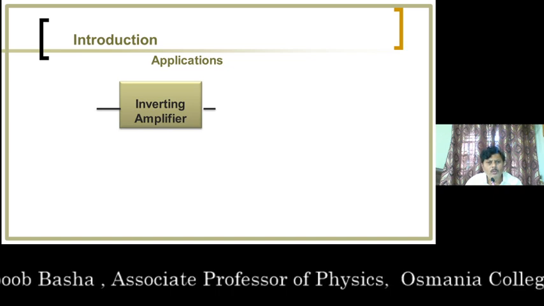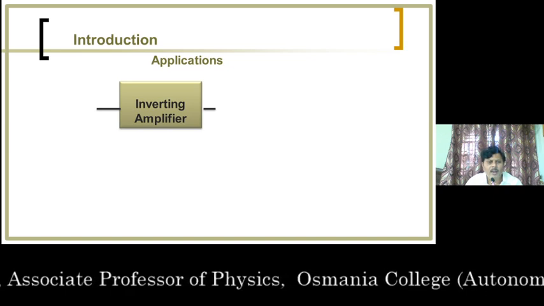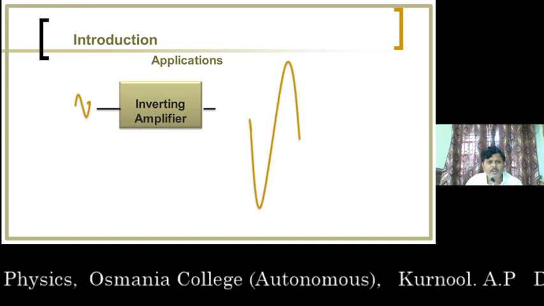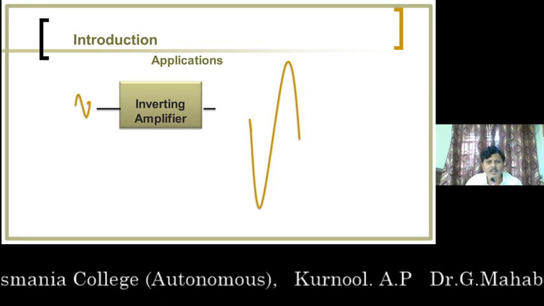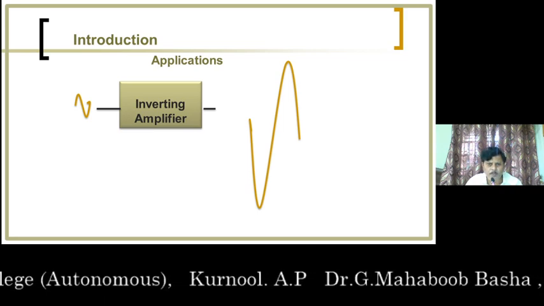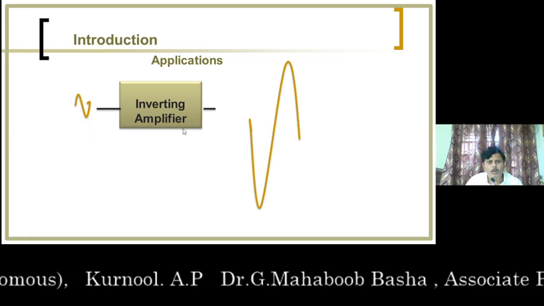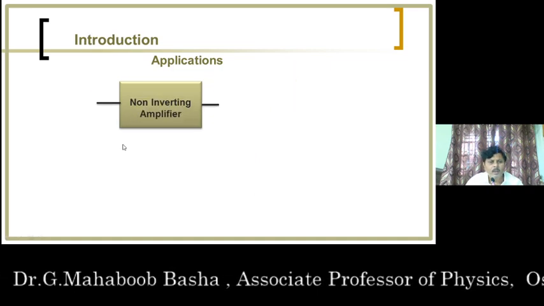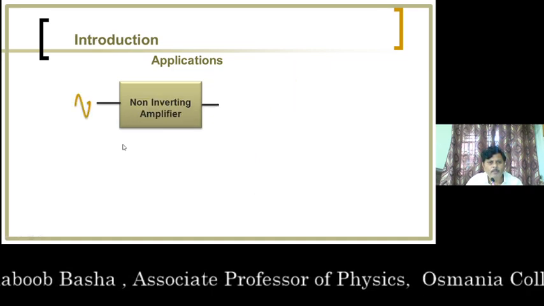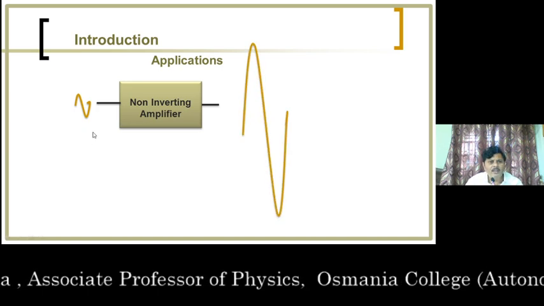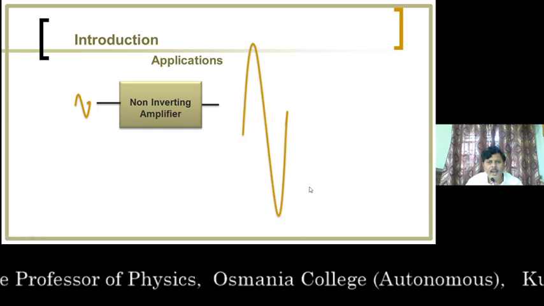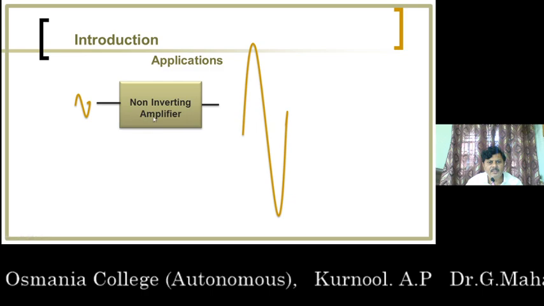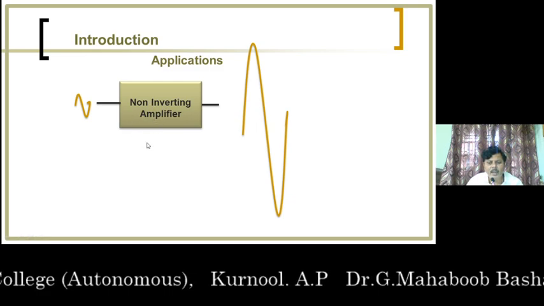Now we can use IC741 as an inverting amplifier. Inverting amplifier means when we give a weak signal at the input, we will get an amplified inverted signal at the output. Here the phase difference between input and output signal is 180 degrees, hence the amplifier is called an inverting amplifier. We can use op-amp as a non-inverting amplifier. When we give a weak sinusoidal signal at the input, we will get an amplified sinusoidal signal at the output. It means the phase difference between input and output is 0 degrees, hence the amplifier is called a non-inverting amplifier.